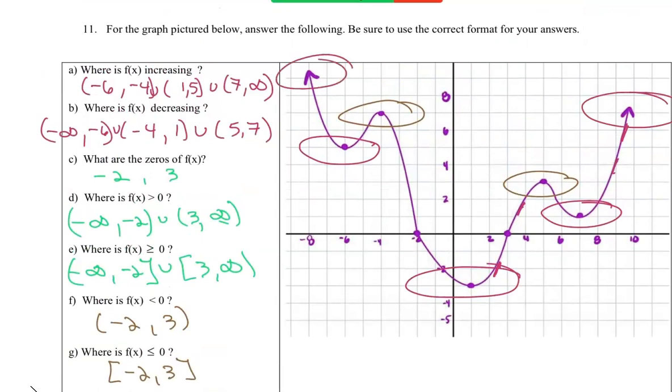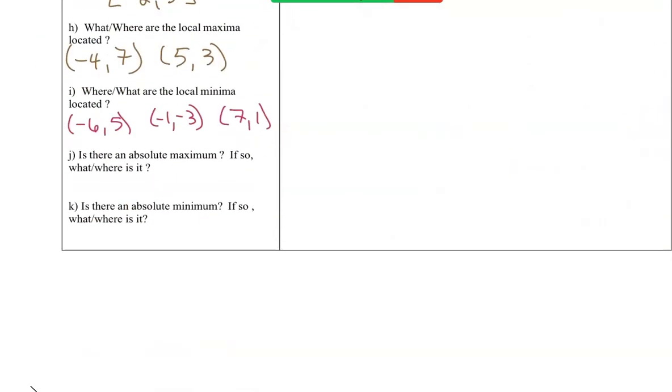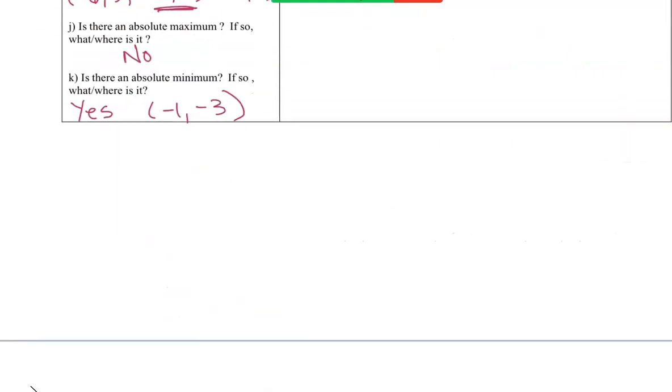Is there an absolute max? Because I have these arrowheads heading up, I am going to say no. Is there an absolute min? Yes, there is. Where is it? Well, it's where the y value has the lowest value, and that lowest value is right here at -1, -3. Done. Okay, so we've got those two done.